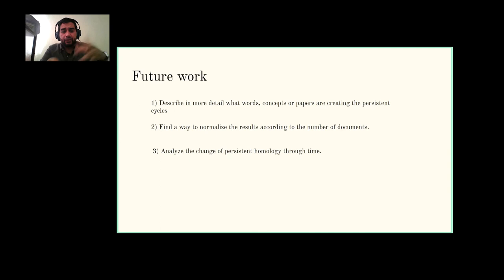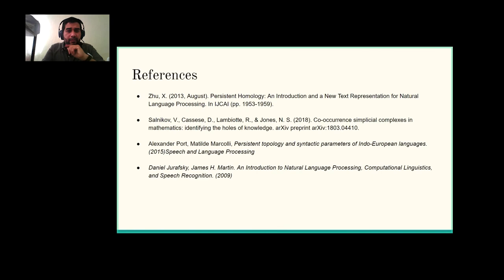And analyze the change of persistent homology through time. This is going to be a good idea because this is something that has already been done, but not in this context with latent persistent homology. You just start moving through time, and then you will see how some holes appear and disappear with time, and that will give you an idea in what direction the research is moving, what kind of holes are getting more importance than others. Well, that's another interesting approach that I'm trying to take.